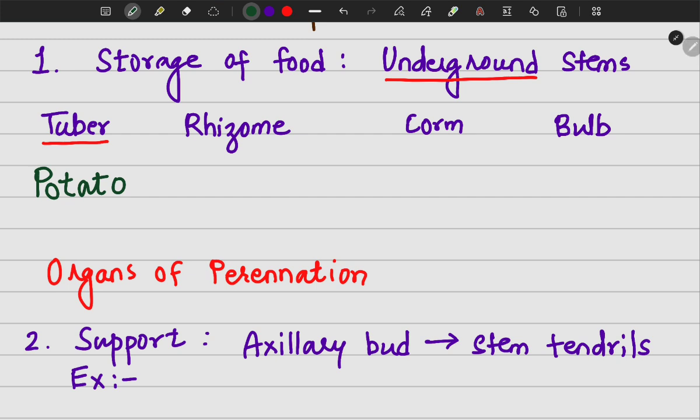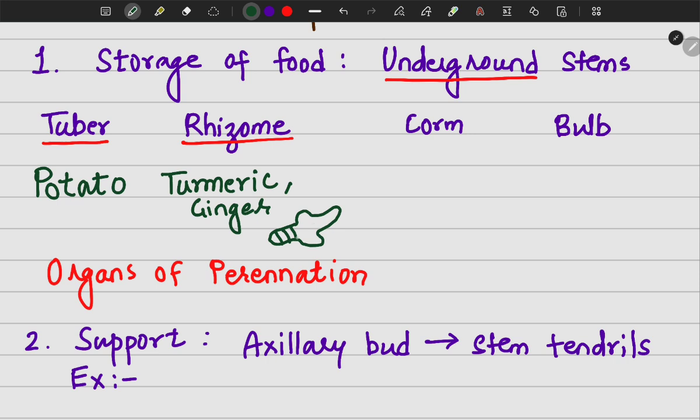Then the other kind of stem is the rhizome. Examples are turmeric and ginger. If you closely look at turmeric or ginger, you can even see the nodes and internodes. We have studied that nodes and internodes are the characteristic of a stem. So turmeric and ginger is actually a stem, a modification of stem basically for the storage of food.